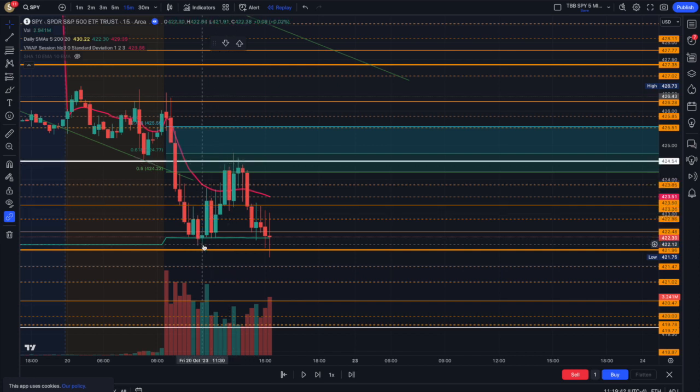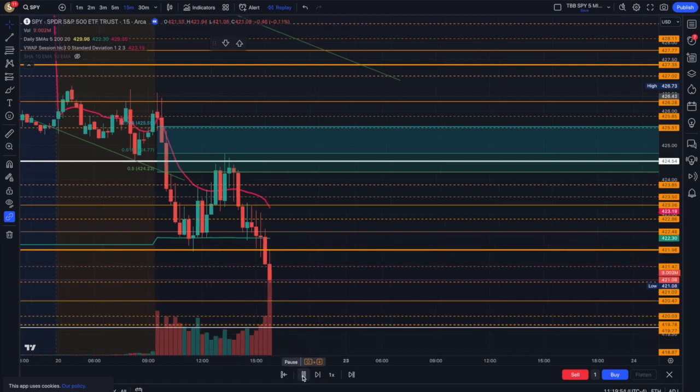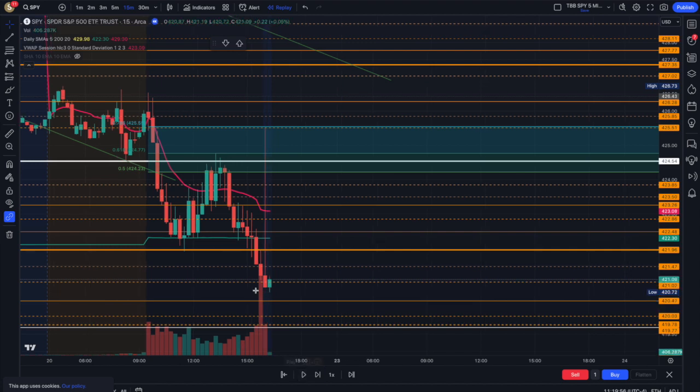So in this case it was the low here, and we can see that our price action has also brought us back to this level. Now if I continue playing throughout the rest of the day, we can see that we actually did end up quite low before the end of the day.